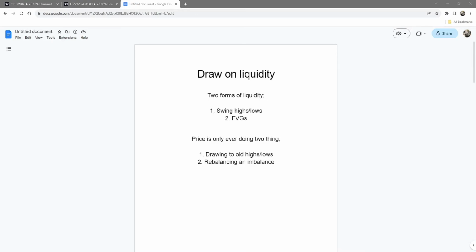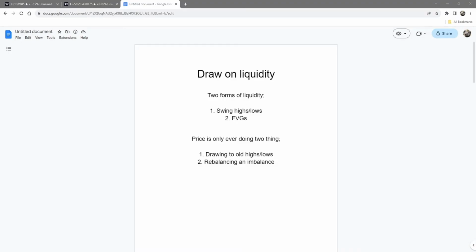Our next concept, to be defined, is draw on liquidity. Draw on liquidity is what price is reaching for. There are two forms of draw on liquidity. The first is swing highs / swing lows. These are considered to be external forms of liquidity. The second form of liquidity is FVGs. FVGs are considered to be internal liquidity. Price is only ever doing two things. It is either drawing to old highs or old lows, or it is rebalancing an imbalance.